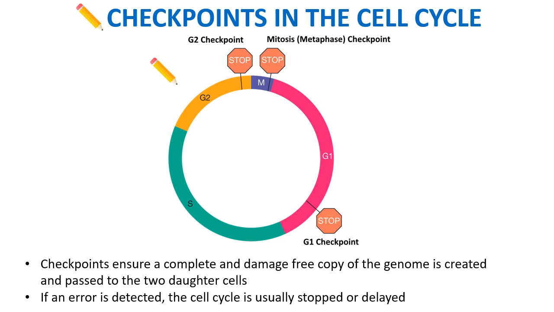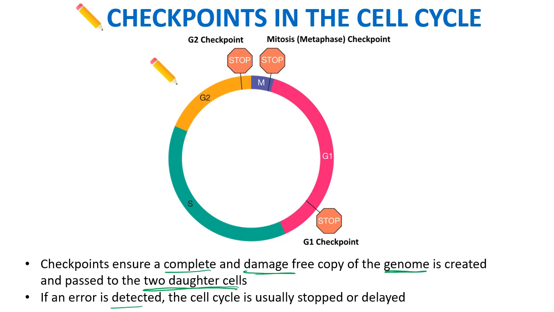So here are the checkpoints in the cell cycle. There's three main checkpoints that cells use, and they're basically like a stop sign like we've got here, and the cell needs to make sure everything's okay before it moves on to the next stage. So the main job of the checkpoints is to check that the DNA, which is the genome, or the information in the DNA, is complete and there's no damage in the DNA before it gets passed on to its two new daughter cells in mitosis.